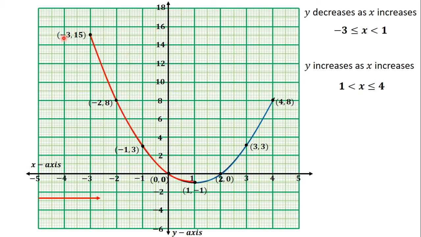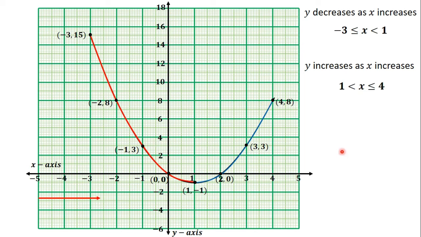So between -3 and 1, the values of y decreases. That is, the curve decreases. And between 1 and 4, the values of y increases. That is, the curve increases. I hope you understand that now.